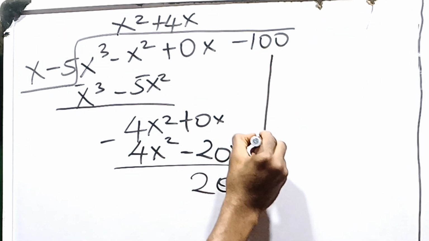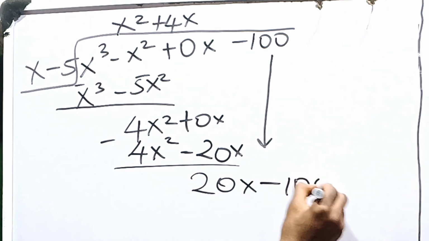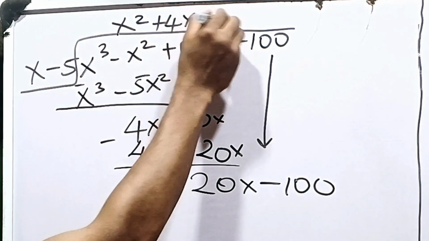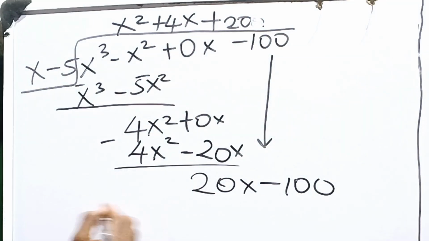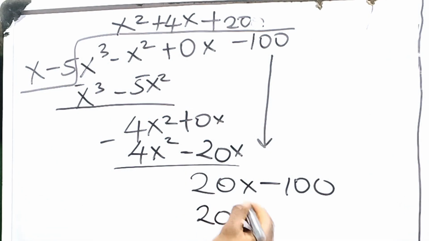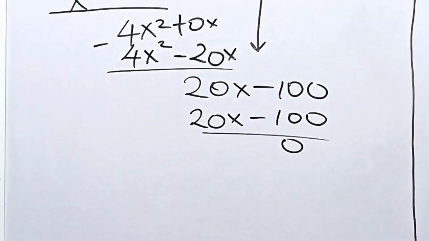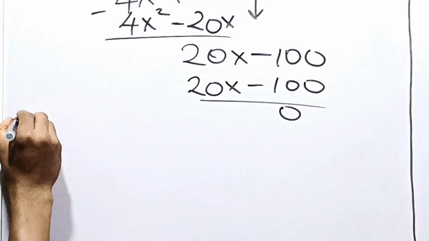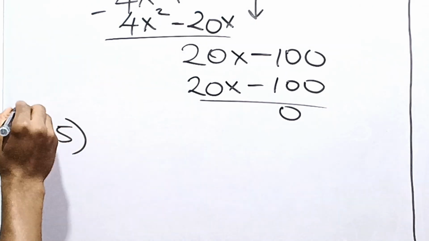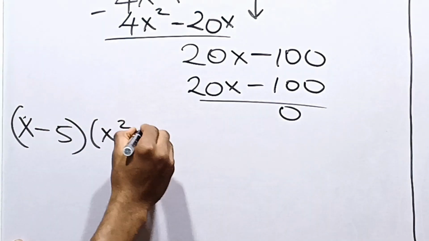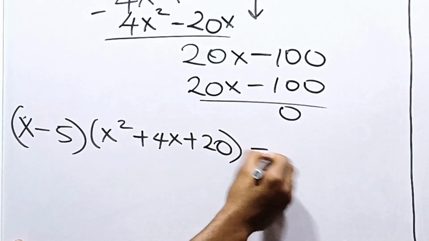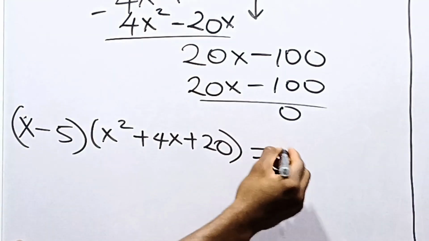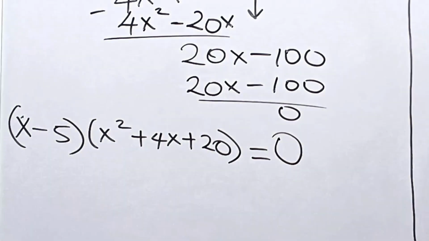We can bring down this minus 100 from here, so that this becomes 20x minus 100. Dividing, we have plus 20, not the x. 20 times x is 20x. 20 times minus 5 is minus 100. And this gives us 0. Okay? So that we have that x minus 5 will multiply x squared plus 4x plus 20 to be equal to this. And what is this equal to? 0. I don't think that's making sense.